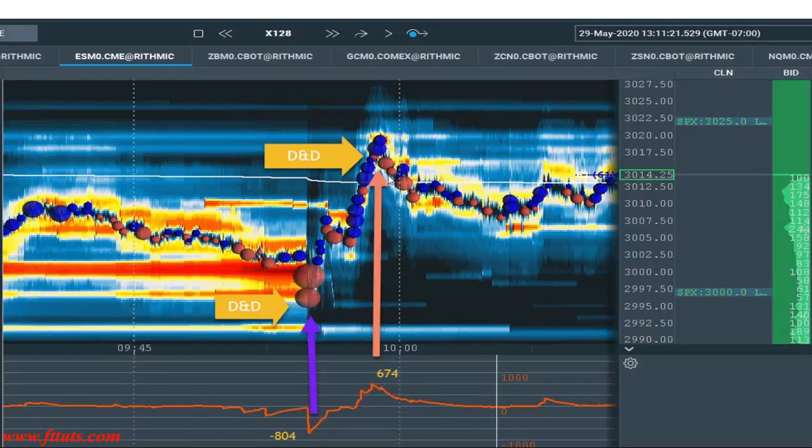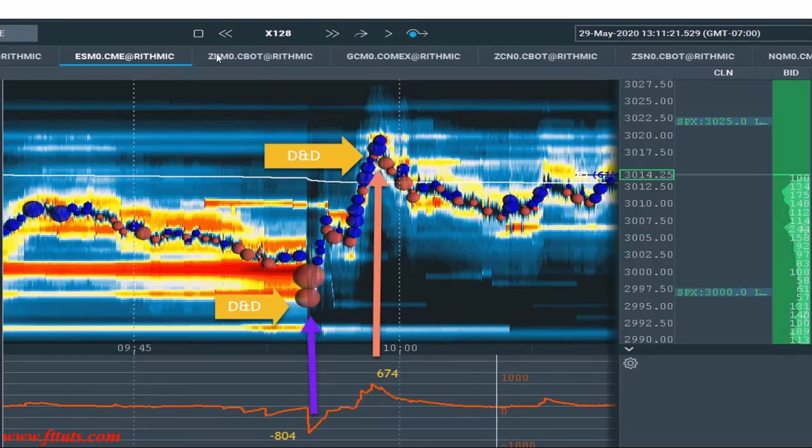So this is E-mini S&P from May 29th. You can see here, a lot of these examples I won't have both the icebergs and the stops on the screen, just to make it more clear for you guys.